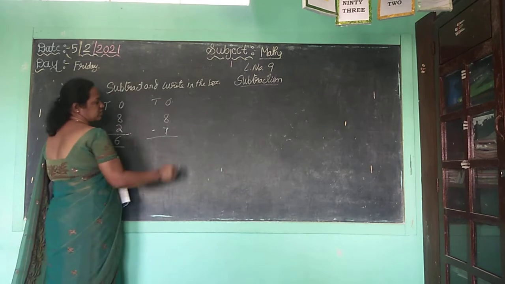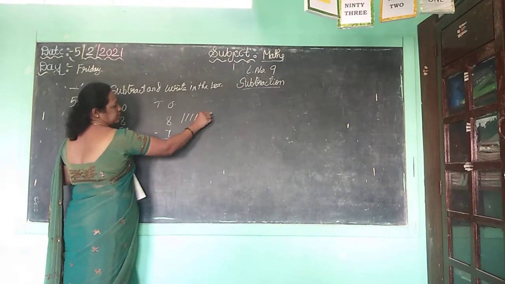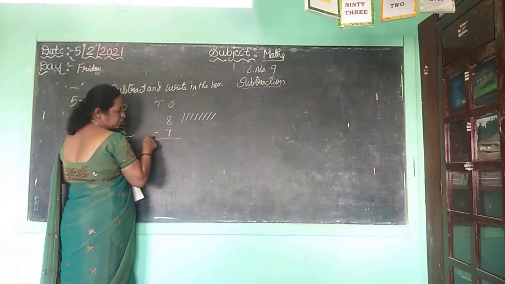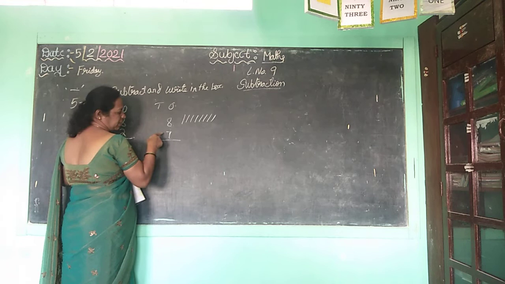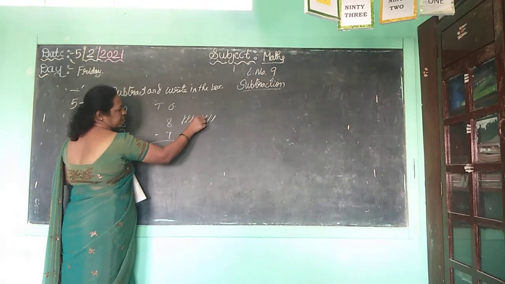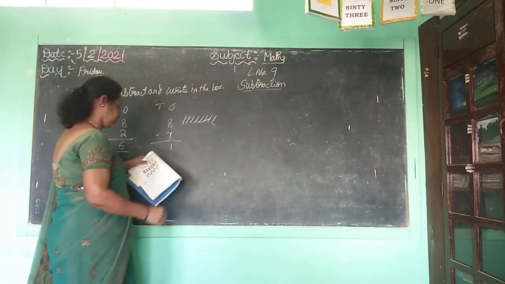8 minus 7. By drawing the strokes, see, 1, 2, 3, 4, 5, 6, 7, 8. How much do you have to take away? This is the symbol of minus, subtraction. 8 minus 7, you have to scratch 7. 1, 2, 3, 4, 5, 6, 7. How much is remaining, children? 1.